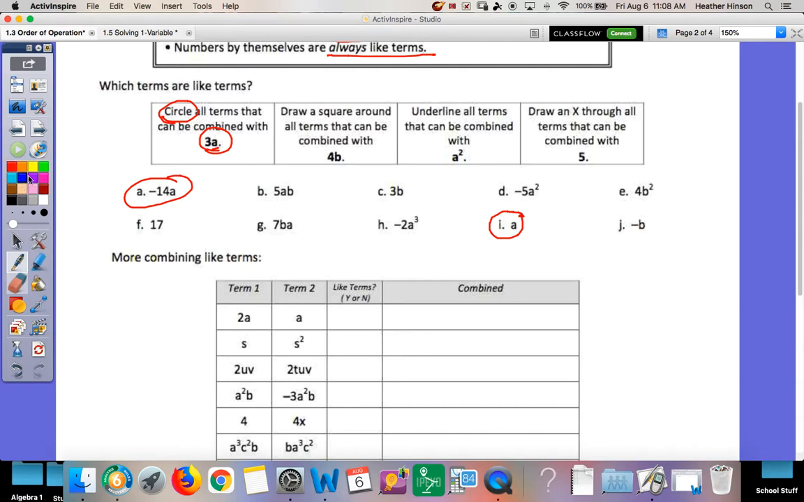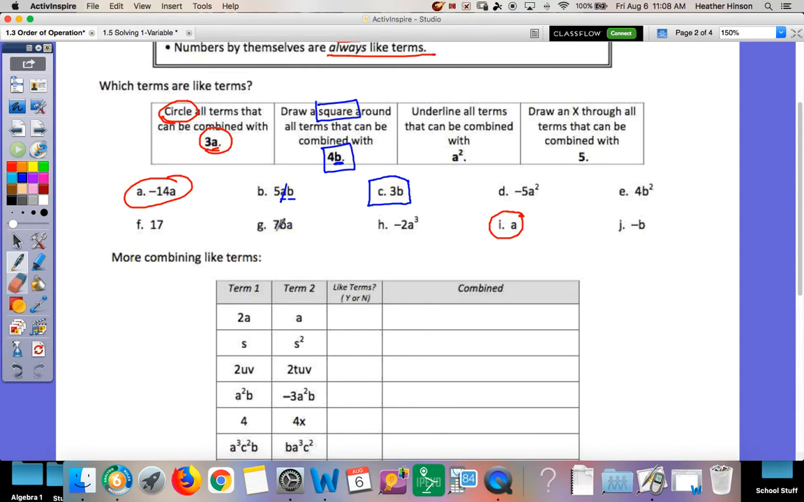So draw a line, draw a square around the terms that can be combined with 4b. So we want just a b with no exponent at the top. So 5ab has just a b, but again it has an extra a, so that doesn't count. 3b has just a b, no exponent, so that is a like term. Our next b, 4b squared, is not a like term because it has a squared. Our number does not.